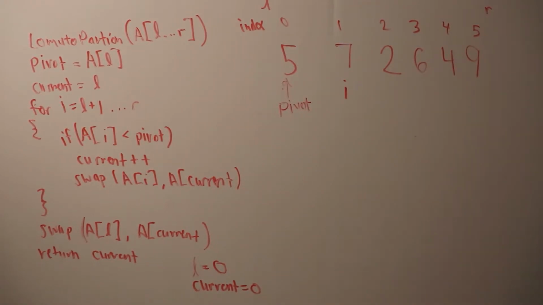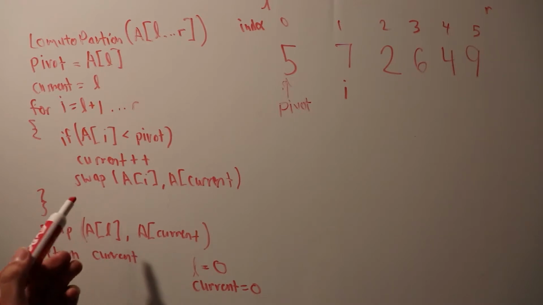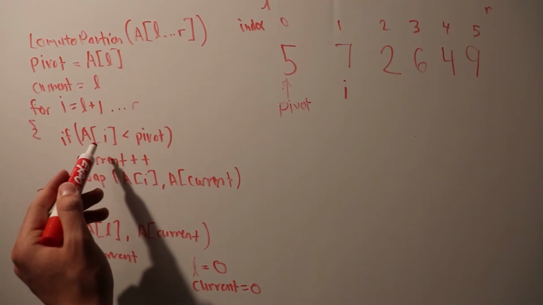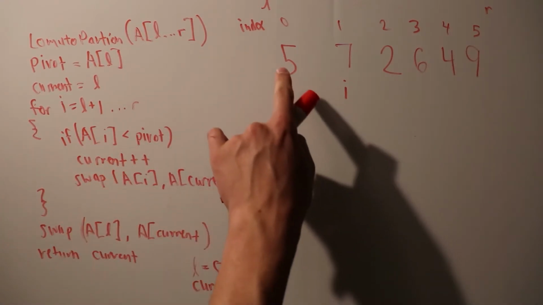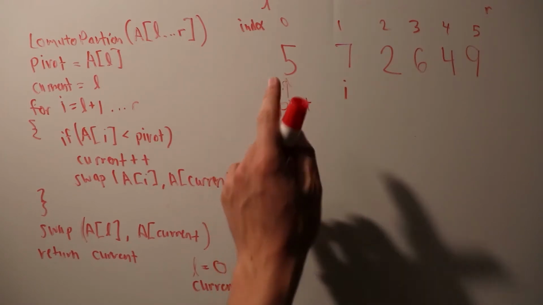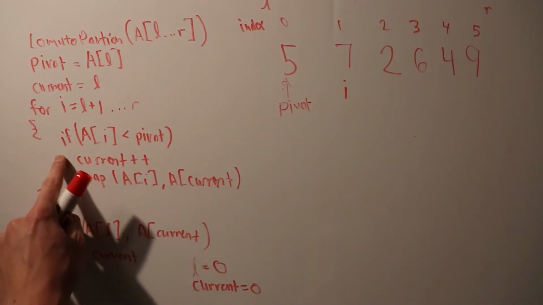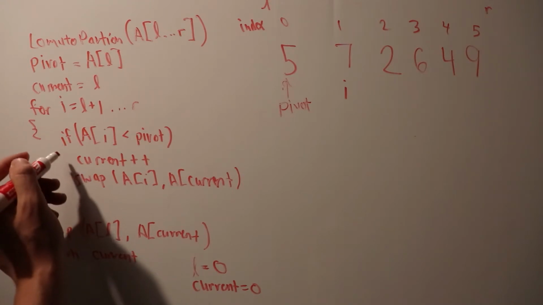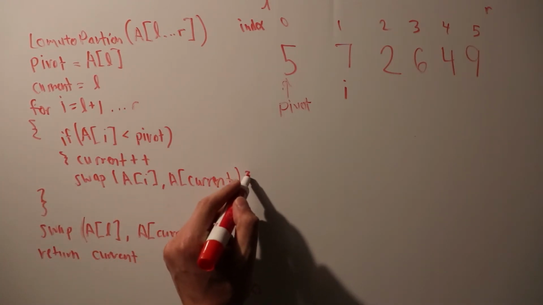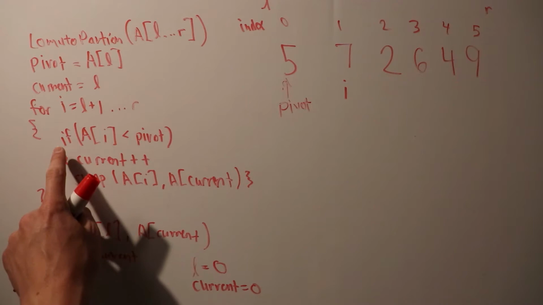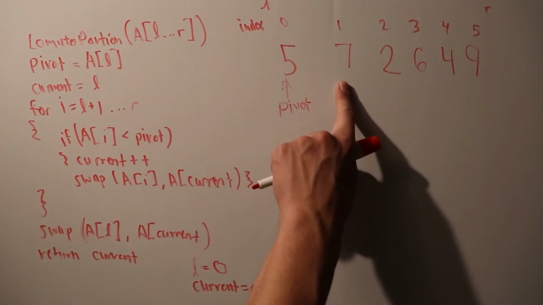Okay, we have to check this index. We have to say, okay, is this index less than the pivot? All right, so we know our pivot's 5, so is 7 less than 5? No. Since we've already passed that, we realize we don't need to do anything in these curly brackets pertaining to this if statement. Therefore, we can move on to the next one.